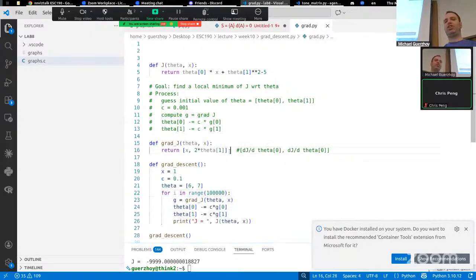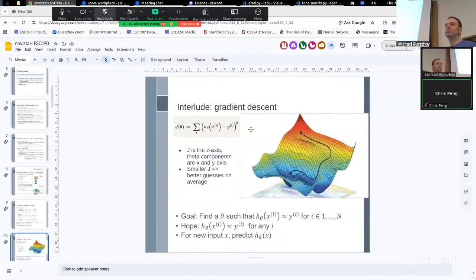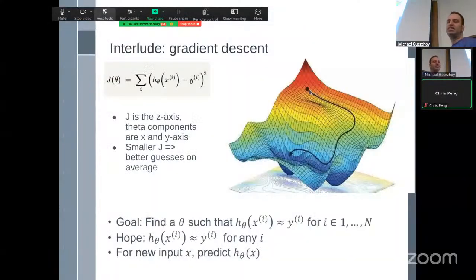So this is the direction in which, if you move theta, that's like the direction of steepest ascent, right? So the direction in which you go uphill. And then we just keep updating theta. So the picture is over here. All right, questions?